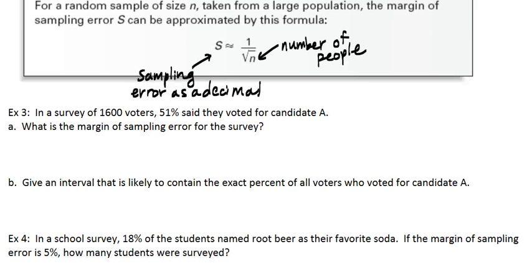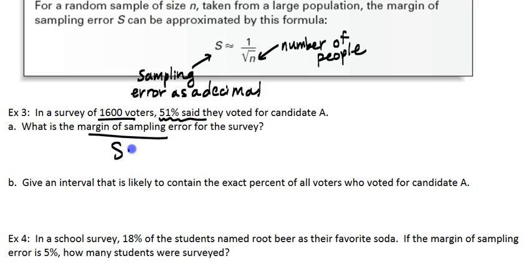Here's how we're going to use this. Here's an example. In a survey of 1,600 voters, 51% said they voted for candidate A. What is the margin of sampling error for the survey? So they will always give you some percentage that was hooked with the survey, but in order to find the margin of sampling error, we only use the number of voters.